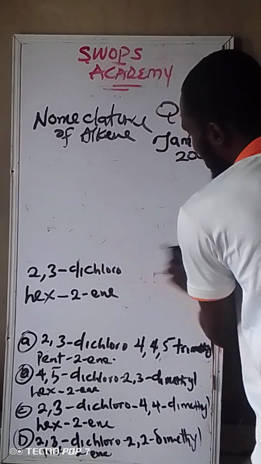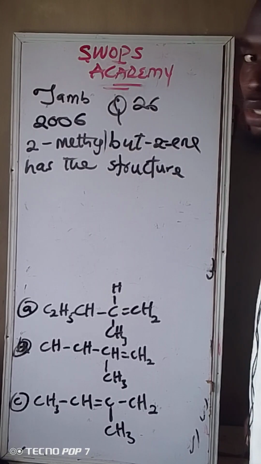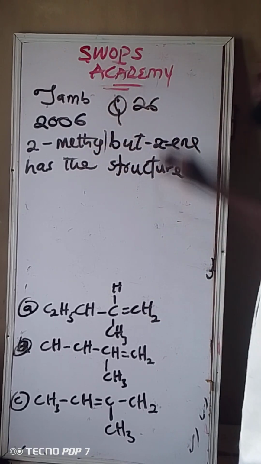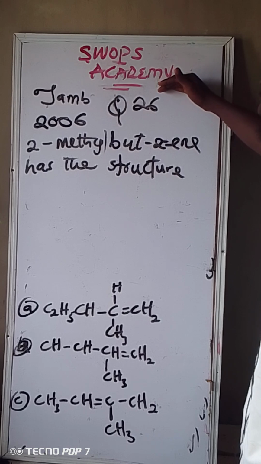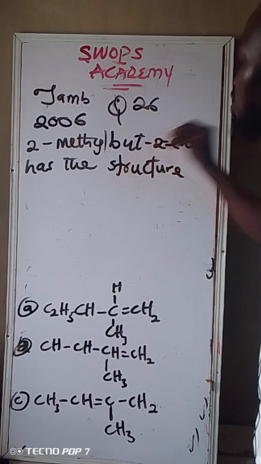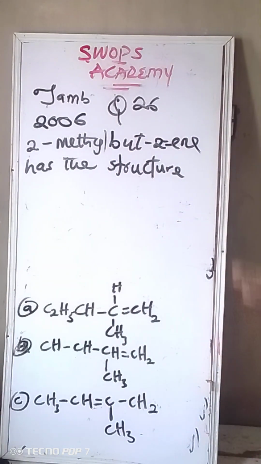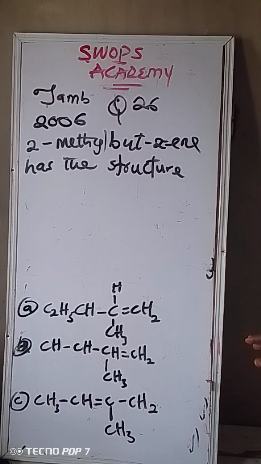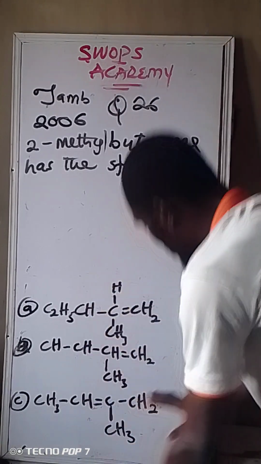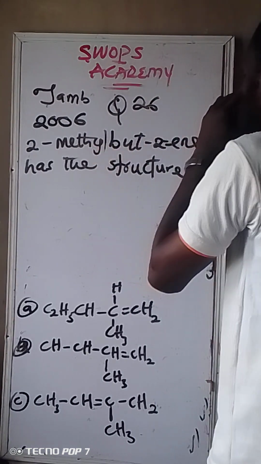Let's see another question. Now, this is another question, 2006, question number 26. 2-methylbut-2-ene has the structure of what? Is it this one? Is it this one? Is it this one? That means it has the structural formula of what? All you need to do, forget about these answers. You do yours first. Firstly, put this, but-2-ene. That means we have what?